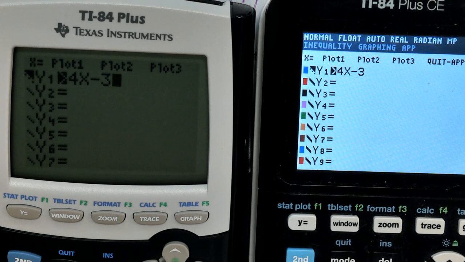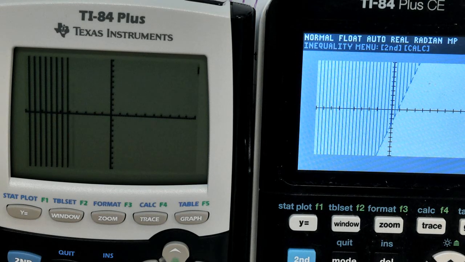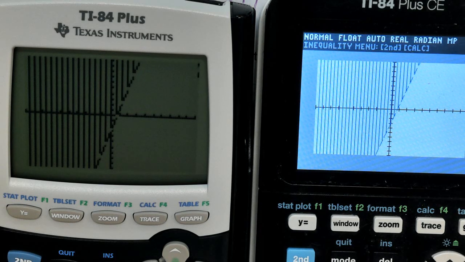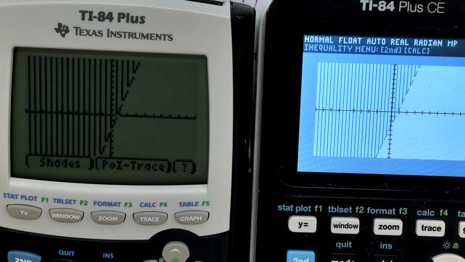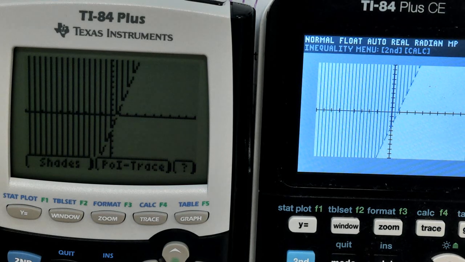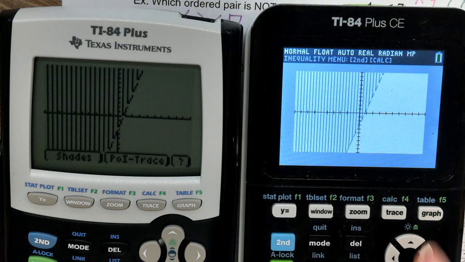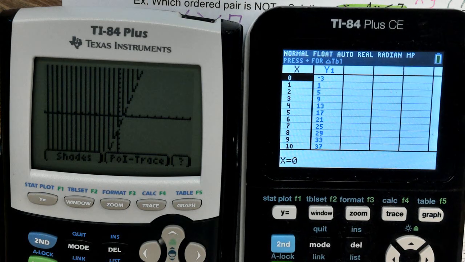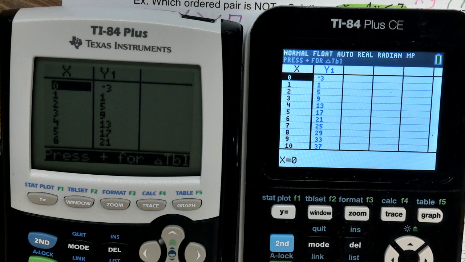Now, I want you to hit graph and look what it did for you. Does it show you the line is dashed? Yes. Does it show you which way to shade? Yes. Where would you get the dots to point, like to plot? You wouldn't get them from this button. Where would you go? To the table. So if I go to second table, it will give me all the points I want to put down on that graph.